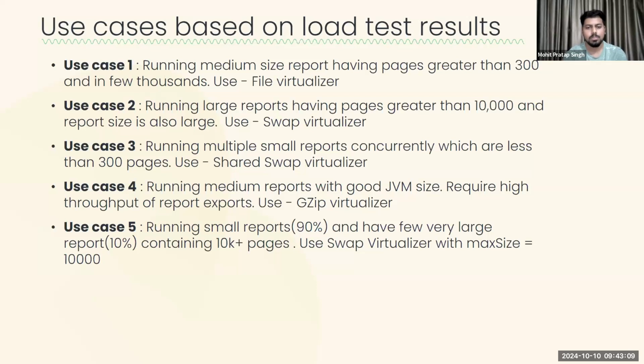Now, running the medium report with good JVM size and you need a greater throughput for this. This will have the gzip virtualizer, because it can manage a really good throughput for the medium size reports. Now case 5 is a mix of both. There are many different reports of small size, those are 90%, and a few of the reports are of a very large size. In this case, you can use the swap file virtualizer, and you can set the max size according to the large report.